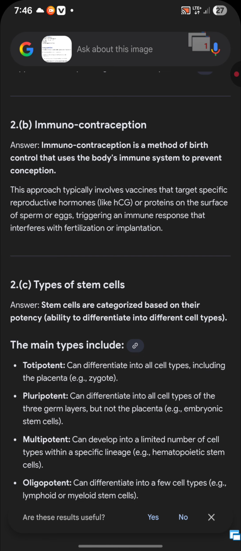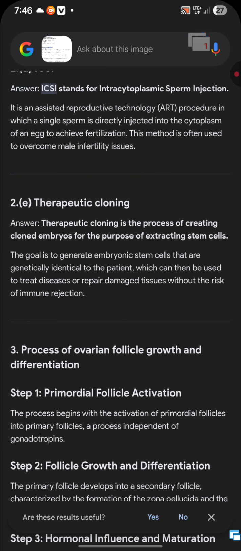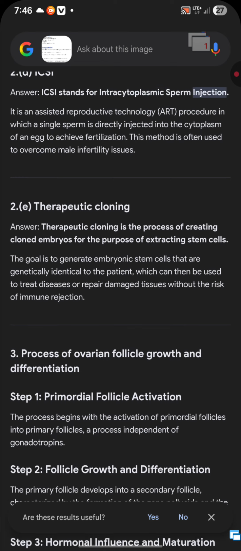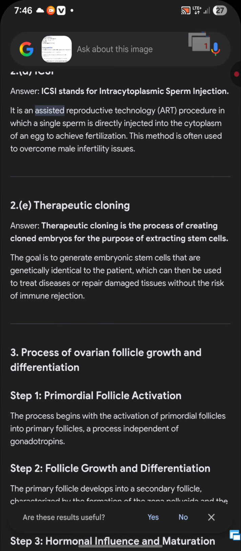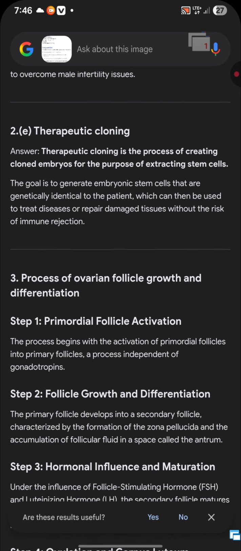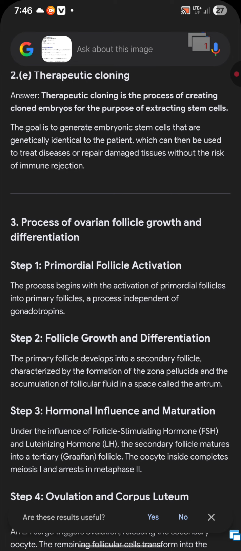2d. ICSI. Answer. ICSI stands for intracytoplasmic sperm injection. It is an assisted reproductive technology, ART, procedure in which a single sperm is directly injected into the cytoplasm of an egg to achieve fertilization. This method is often used to overcome male infertility issues.